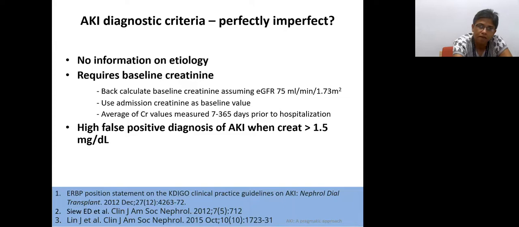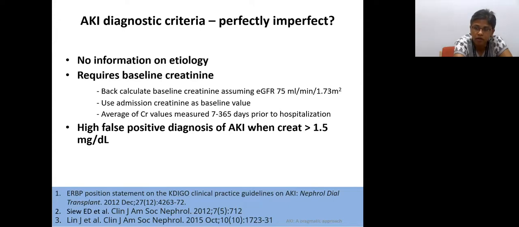The second thing is that there's individual variability in creatinine, and the higher your creatinine is, the more normal variability there is around that creatinine value. So above a creatinine of 1.5, and as you go higher, the variability may be as high as 30%, just normal variability. So it becomes difficult to diagnose AKI when creatinine measurement itself has that much variability.